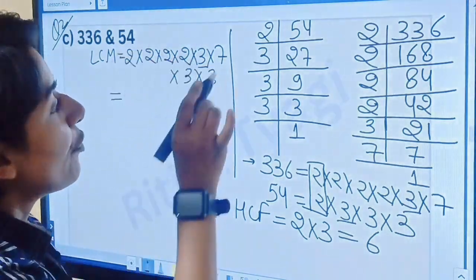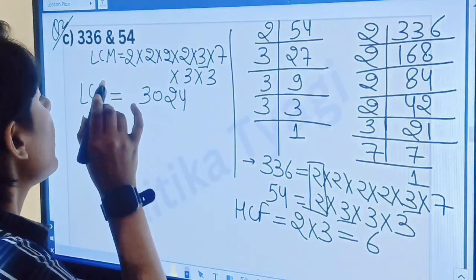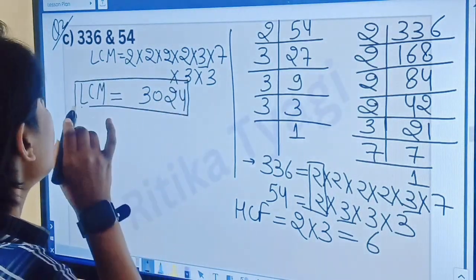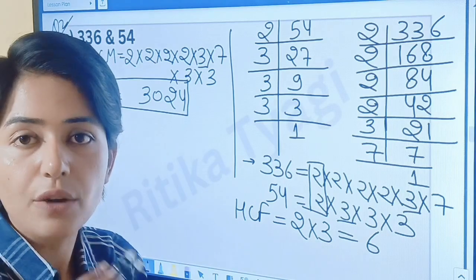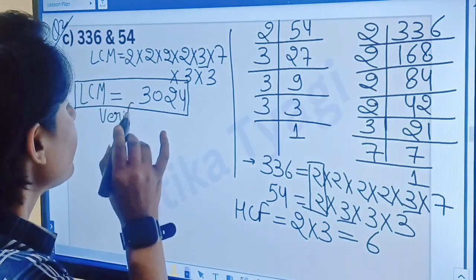So the product of all these numbers is 3024. So the LCM for 336 and 54 is 3024. Now we have to verify the relation.